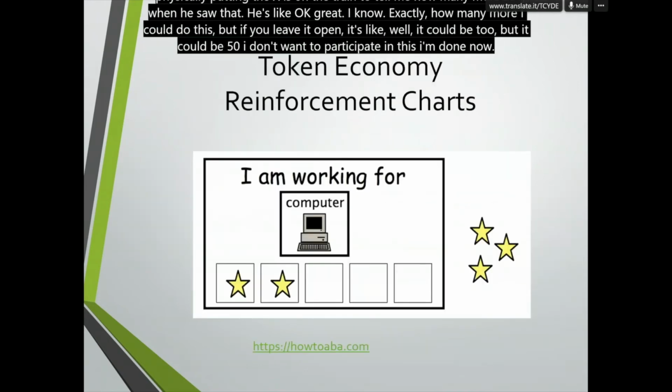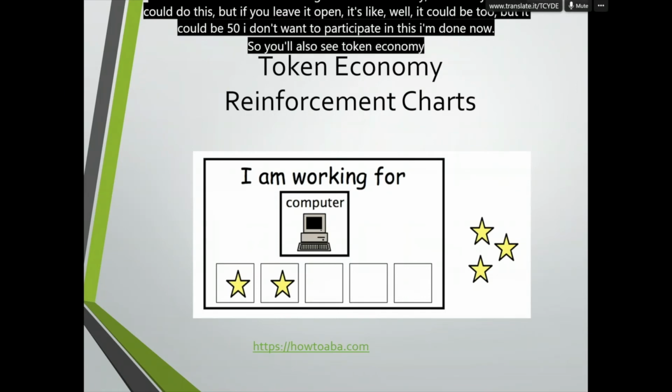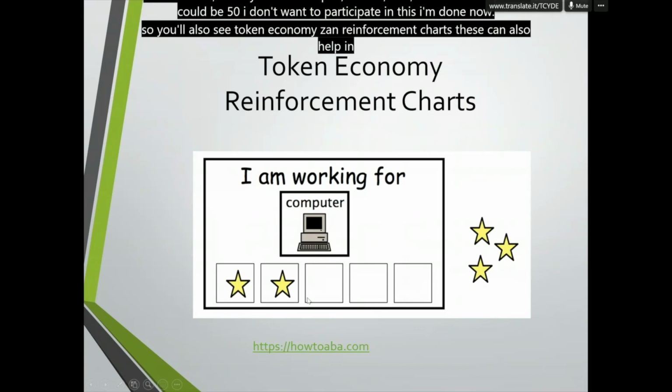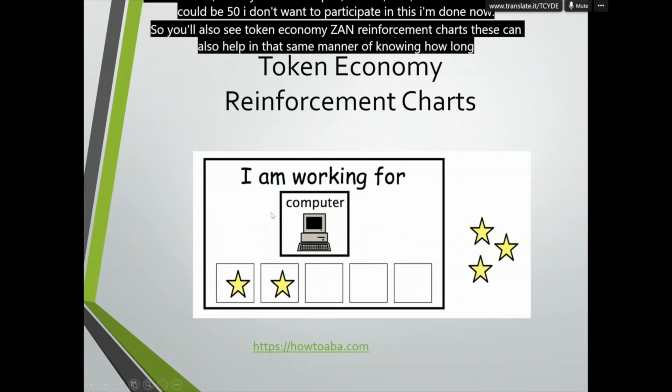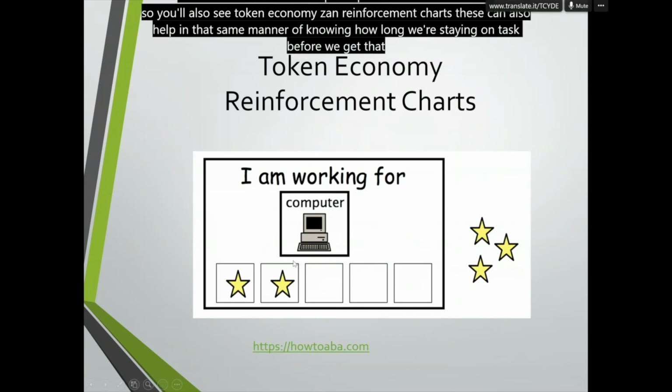So you'll also see token economies and reinforcement charts. These can also help in that same manner of knowing how long we're staying on task before we get that reminded reinforcement that's right on our sheet.